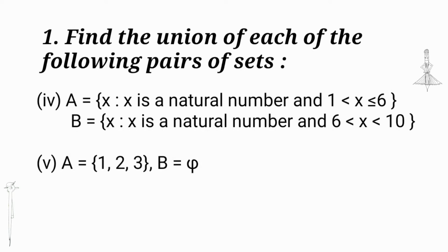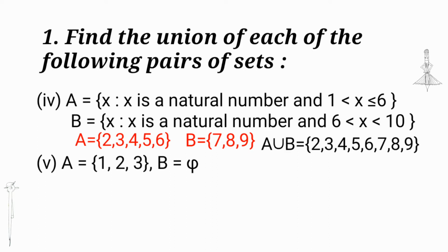A is equal to {x such that x is a natural number and 1 < x ≤ 6}. And B is equal to {x such that x is a natural number and 6 < x < 10}. We get A is equal to {2, 3, 4, 5, 6} and B is equal to {7, 8, 9}, and A union B is equal to all members of A and B.